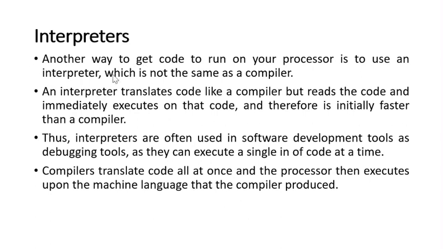And so let us have yung interpreters. So another way to convert code to run on your processor is by the use of an interpreter, which is not the same as the compiler. So an interpreter translates code like a compiler. So parehas lang sila ng task. Nagta-translate tayo ng given program written most likely in high-level languages. We tend to translate them into much lower language or specifically to machine codes. And so like a compiler but reads the code and immediately executes on that code, and therefore is initially faster than compiler. So in terms of speed, mas mabilis ang interpreter compared sa compiler.